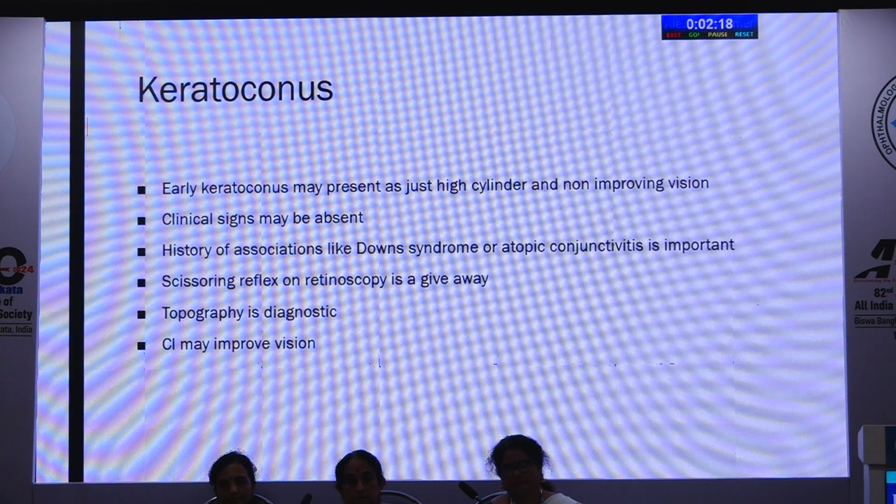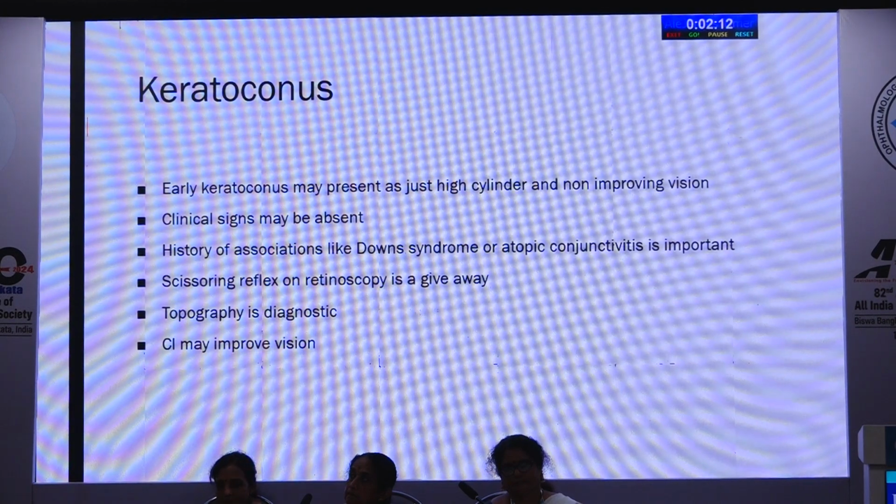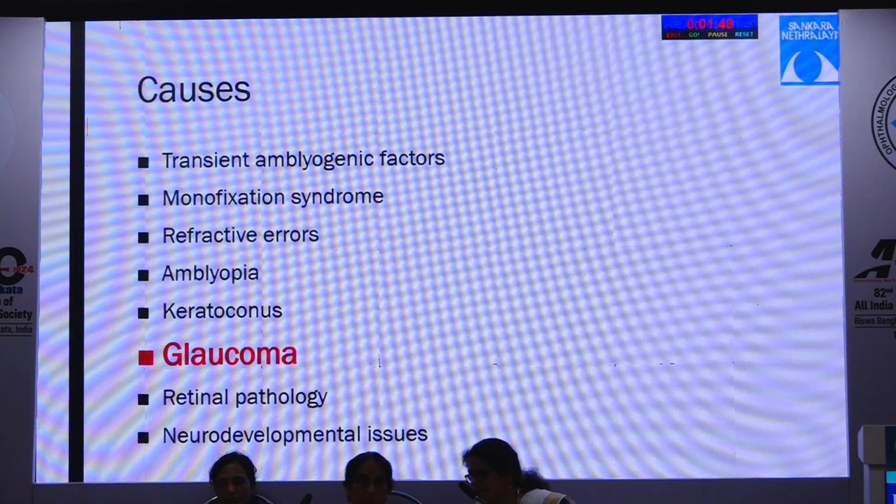So coming to keratoconus, early keratoconus may just present as high cylinder and not improving vision. Clinical signs which we read about classically, like Vogt's striae and so on, may not be present at all. But we have to keep a high index of suspicion in patients who are eye rubbers or who have atopic disease or have Down syndrome. Scissoring reflex on retinoscopy is a giveaway. Topography is diagnostic, and contact lenses almost fully improve vision in these patients, and you should probably ask for an RGP lens trial rather than a soft lens.